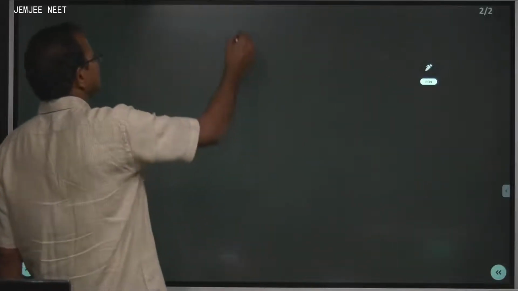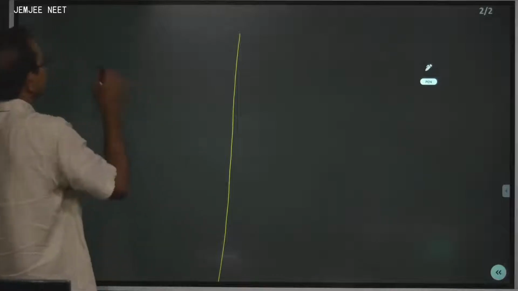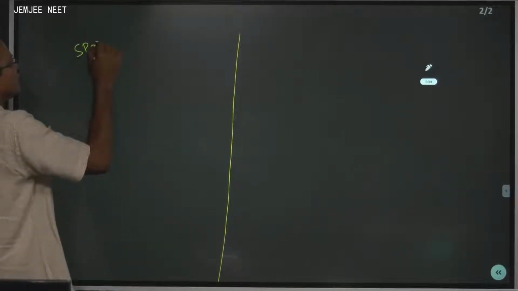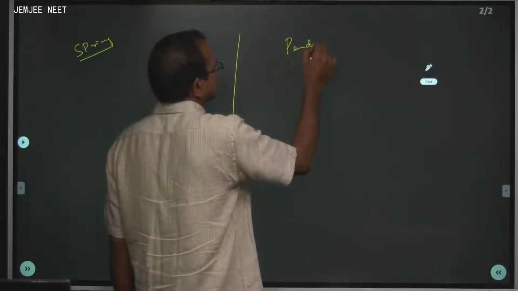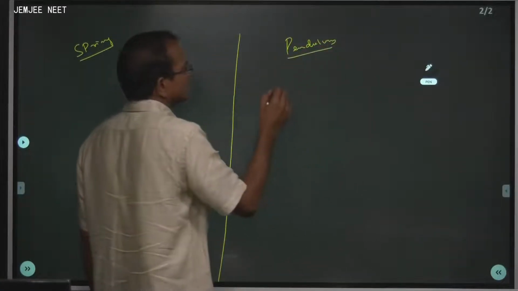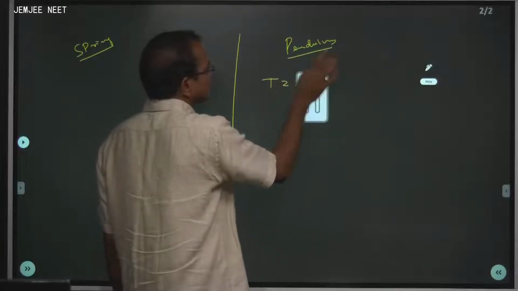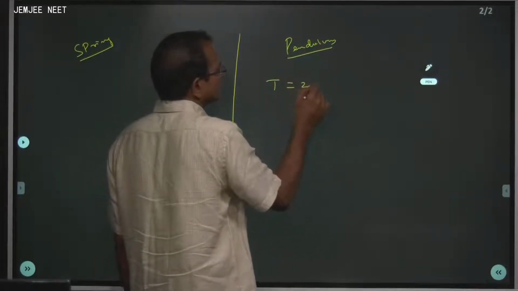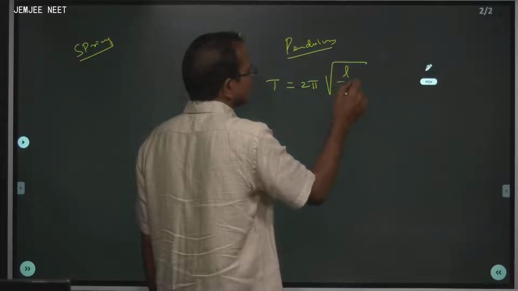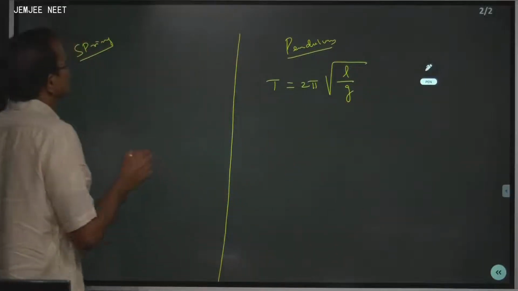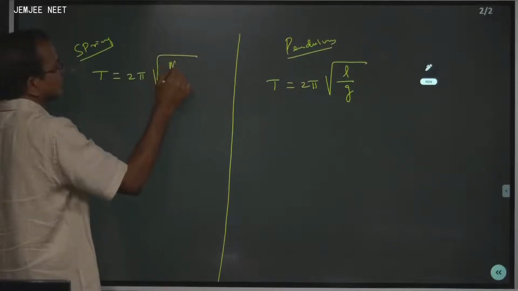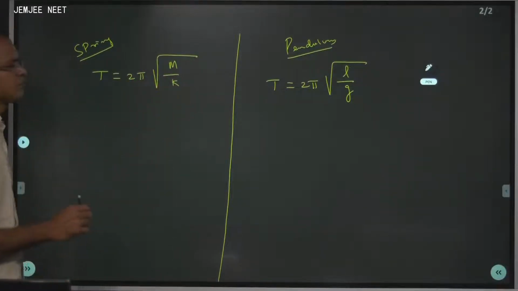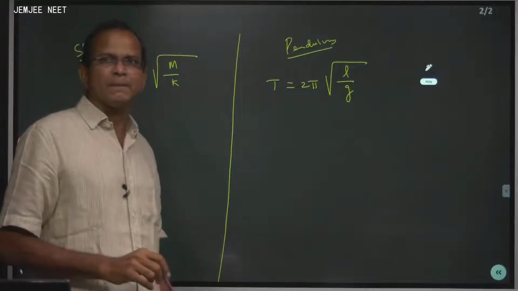Next, simple harmonic motion, pendulum. Now we have to have a comparative analysis between pendulum and spring. That's most important. Spring, pendulum. T is equal to 2 pi into square root of L by G. T is equal to 2 pi into square root of m by k. L by G, m by k.